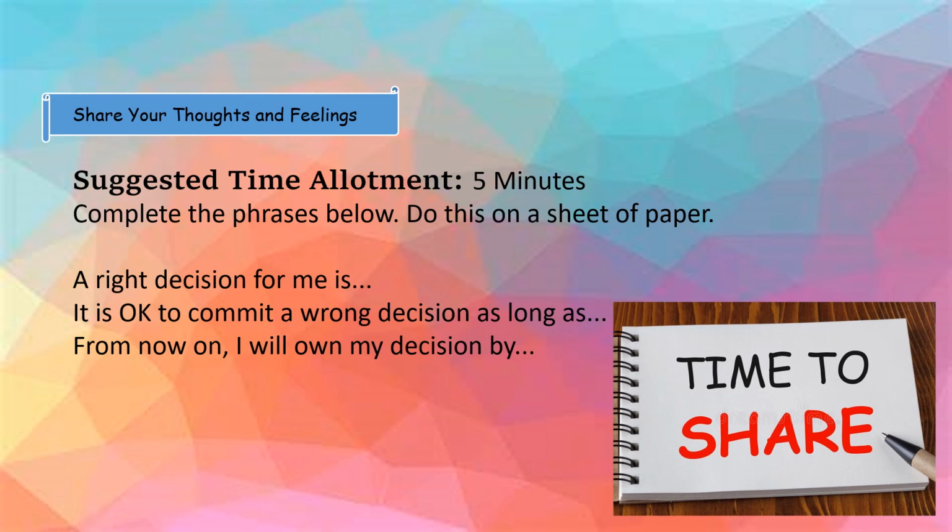And now, it's time to share your thoughts and feelings. So you are going to complete the phrases below and do this on a clean sheet of paper. So first, a right decision for me is blank. Second, it is okay to commit a wrong decision as long as blank. And lastly, from now on, I will own my decision by blank.